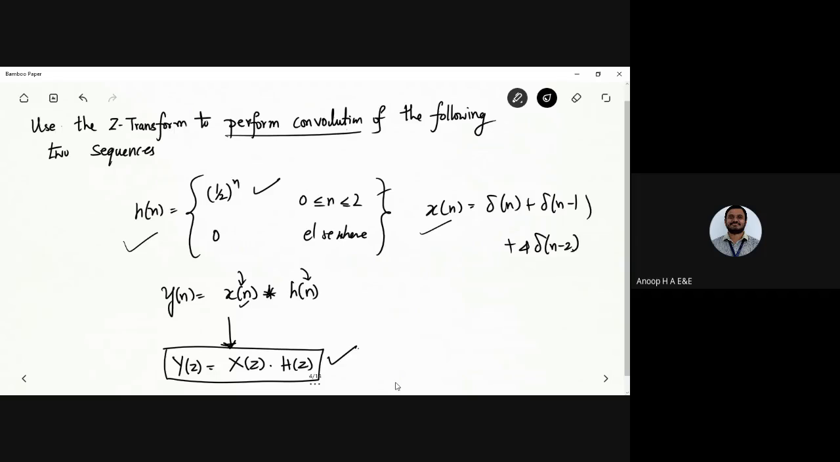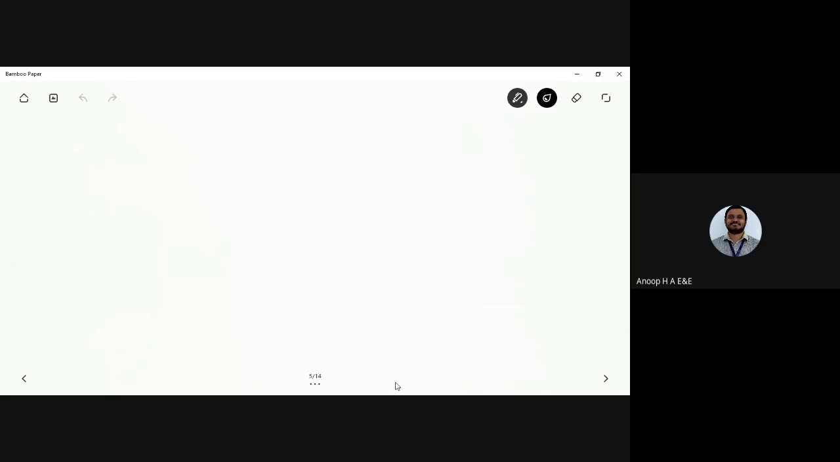Okay. So look at the sequence here, that is x of n, which is 1 by 2 power n from 0 to 2. So let me write down the sequence here, that would be 1 by 2 power n, half power n, that is 0.5 power n.